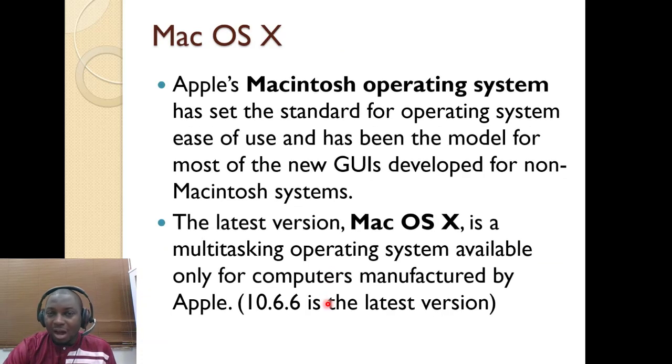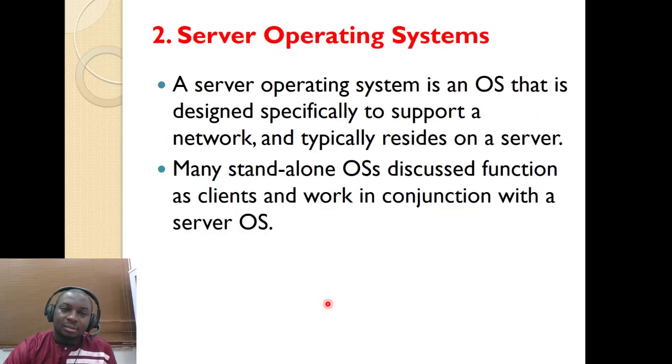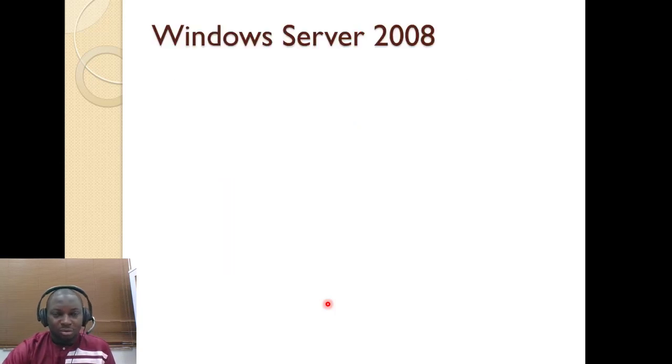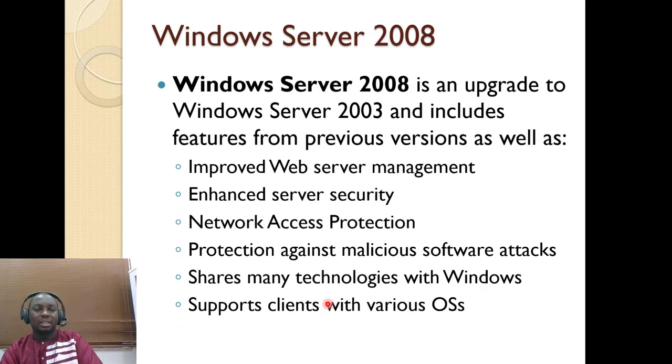Okay, we also have the server operating system, which is designed specifically to support network enterprises. If you have a network for your organization, you may need an operating system that will be in a position to handle your machines very well. We have Windows Server 2011, 2008. They upgraded it from 2003. So these are all components that are used.